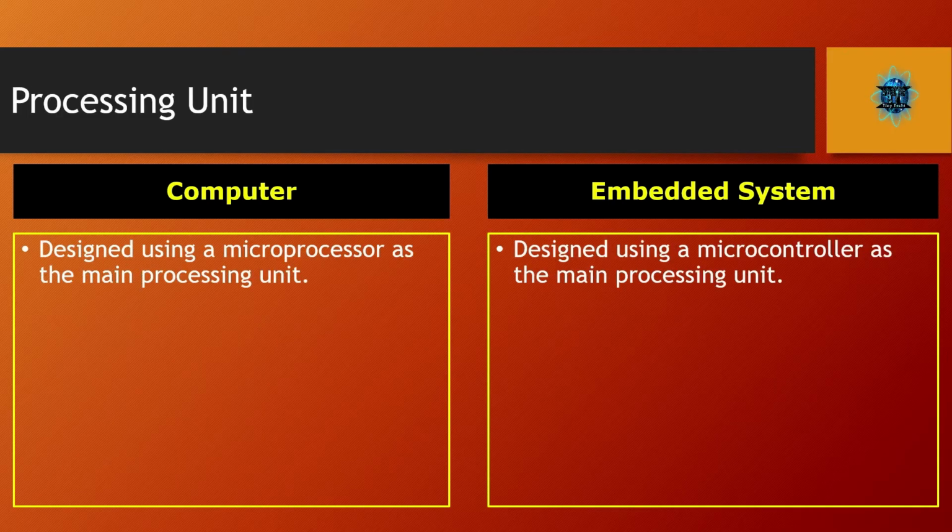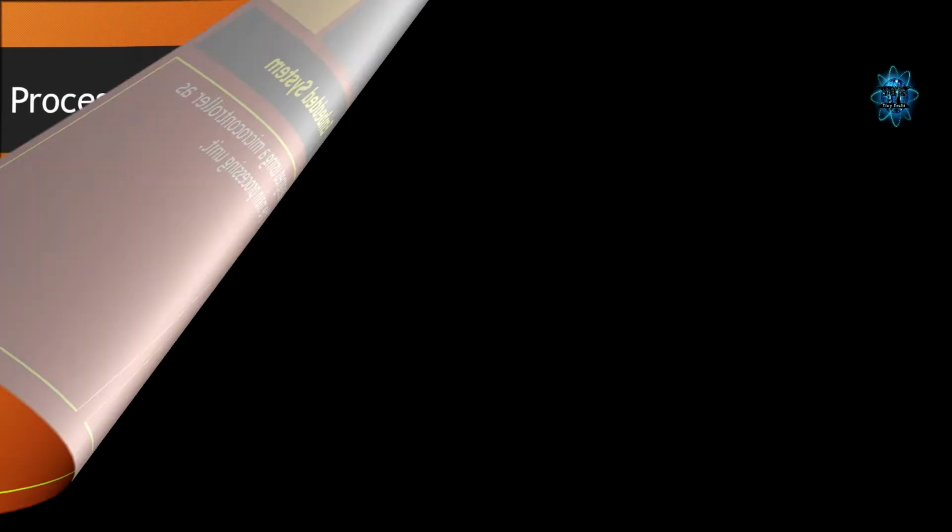The second category is processing unit. The computer is designed using a microprocessor as the main processing unit. Coming to embedded systems, they are designed using a microcontroller as the main processing unit.